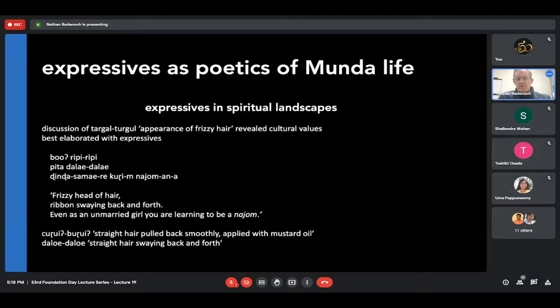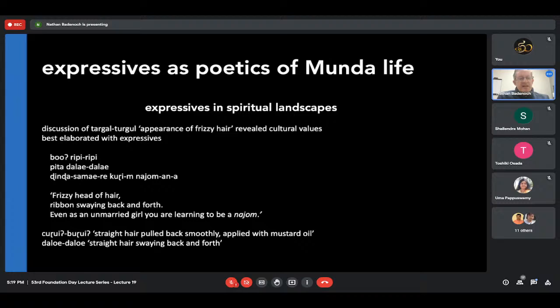When I was working with Madhu Parti, the Mundari speaker who has been so generous and insightful in working together on expressives, in one session we were talking about an expressive used to depict the appearance of frizzy hair, which is Targal Turgul. And we quickly got into a discussion that was based in a song. As I'll discuss in a moment, discussion of expressives often ends up in song when we're working in Mundari, and we came upon this line from a song talking about frizzy hair. The translation is: frizzy head of hair, ribbon swaying back and forth, even as an unmarried girl, you are learning to become a najom. Najom is a type of witch.